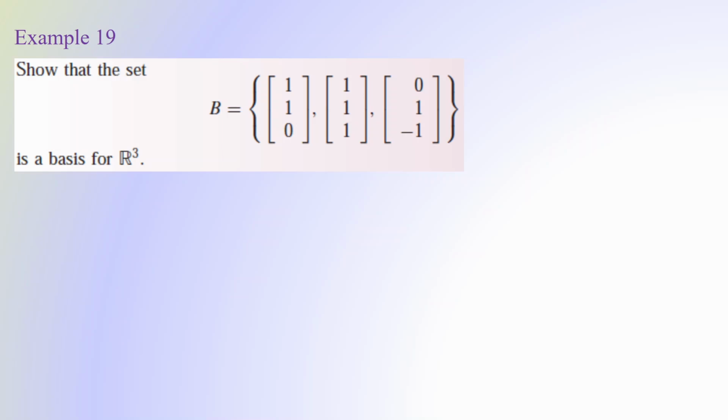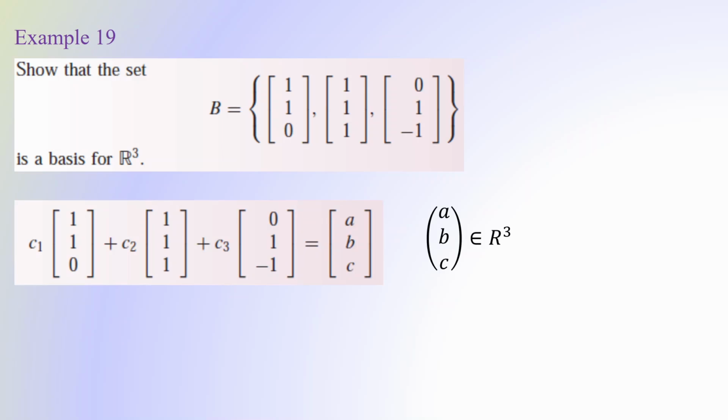So to prove that B is a basis, we have to prove that B spans R3 and the vectors in B are linearly independent. First we consider any component of R3 as (a, b, c), and we try to write this (a, b, c) as a linear combination of the given vectors: c1 (1, 1, 0) plus c2 (1, 1, 1) plus c3 (0, 1, -1).